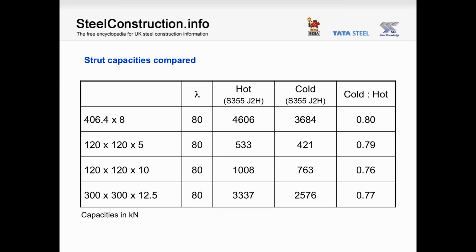So as well as the effect of the strut buckling curve, we're now seeing the effect of the larger corner radii having an influence, albeit a small one in this case. But then as we increase in wall thickness to 10 millimeters, the effect becomes more pronounced with a 24% reduction in capacity overall.